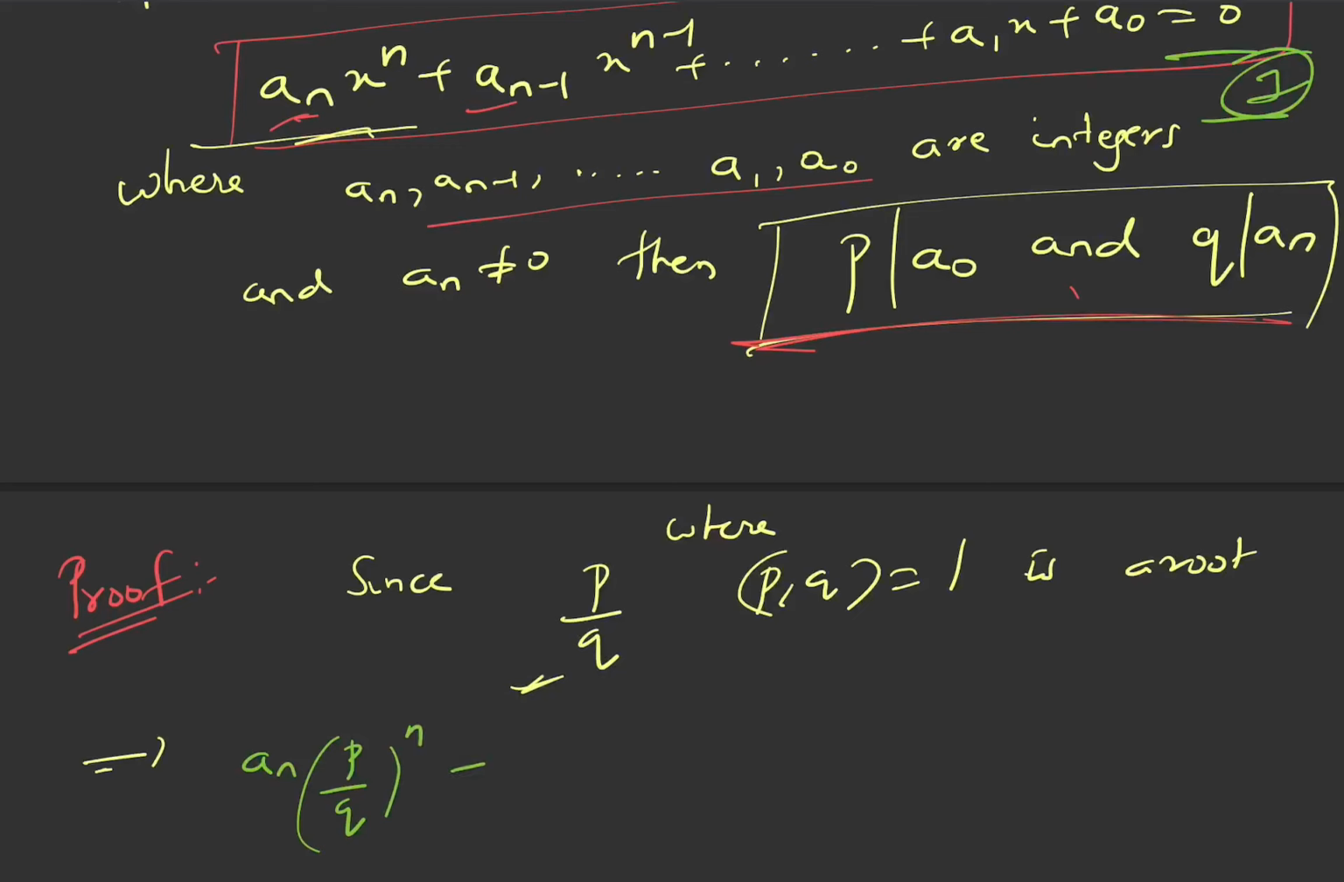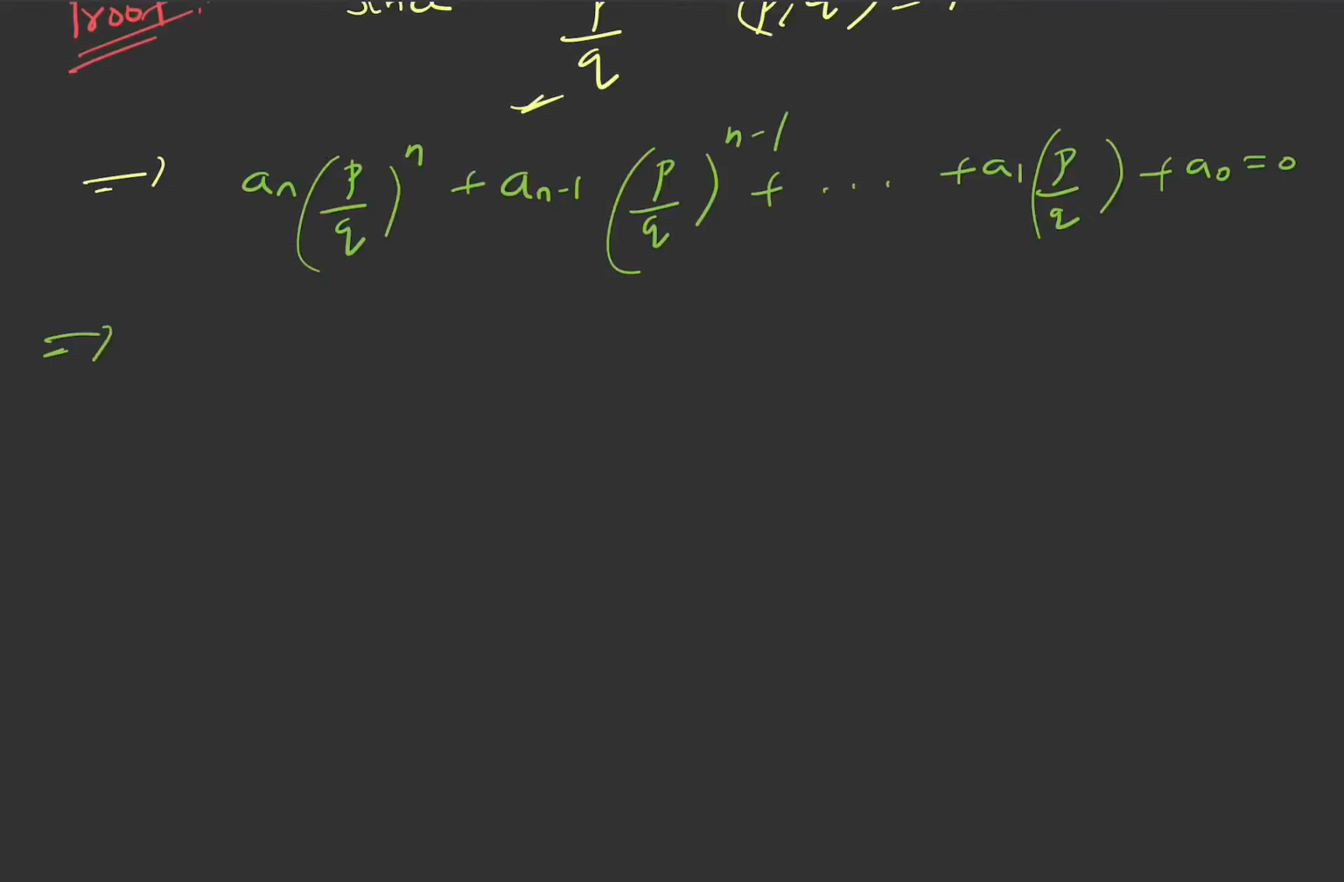So this means that an into P by Q whole power n plus an minus 1 into P by Q whole power n minus 1 plus so on plus a1 into P by Q plus a naught will be 0, right? So now you just multiply with Q power n. So here you will get an into P power n. I am multiplying with Q power n. So plus an minus 1 into P power n minus 1 into Q, right? In denominator you had Q power n minus 1. I multiplied with Q power n, I got Q. Plus so on plus a1 into P into Q power n minus 1 plus a naught into Q power n is equal to 0.